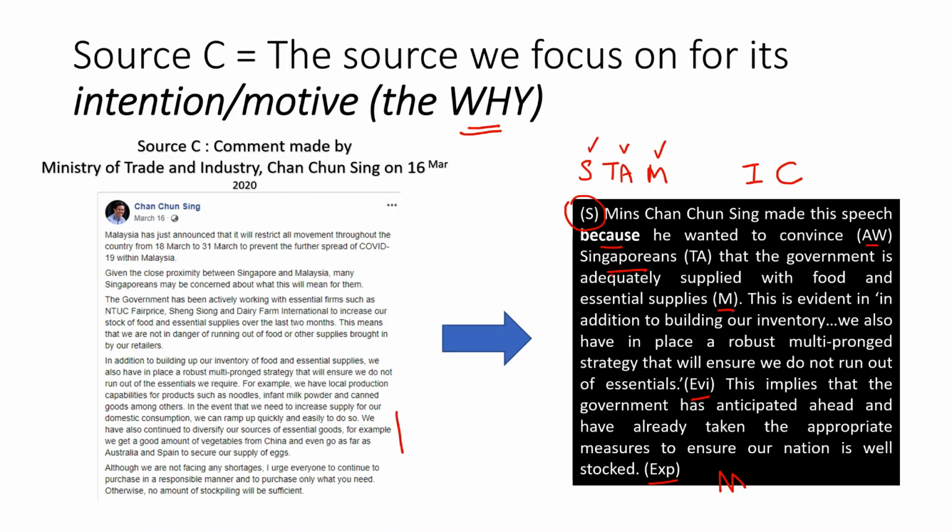Based on source C, we get an understanding that Minister Chan Chun Sing made this speech because he wanted to convince Singaporeans that the government is already taking action. It implies that the government has been very proactive and that we are actually well stocked.